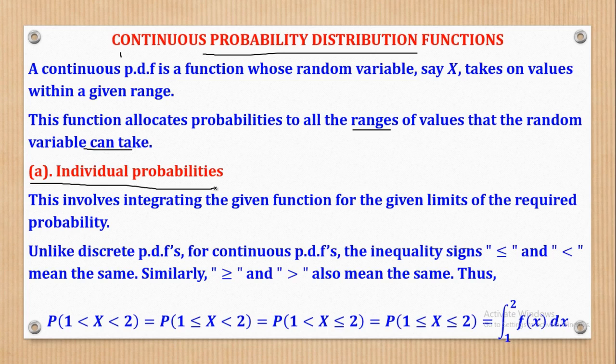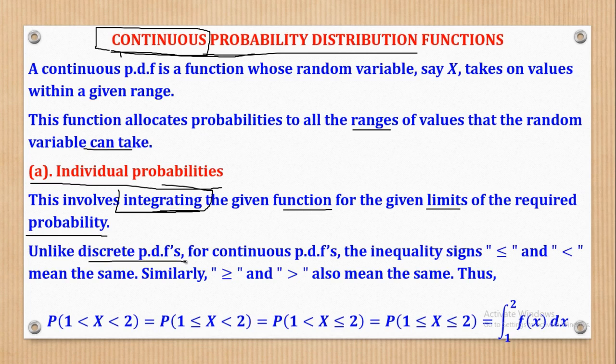You start with the first part, which talks about individual probabilities, and we shall say that this involves integrating. Each time you talk about continuous PDF, you have to talk about integration. Remember, for discrete, PDFs are calculated by tabulating the probabilities, but for continuous you have to integrate. This involves integrating the given function for the given limits of the required probability. They usually give you the limits, and the limits to use depend on the probability which is asked.